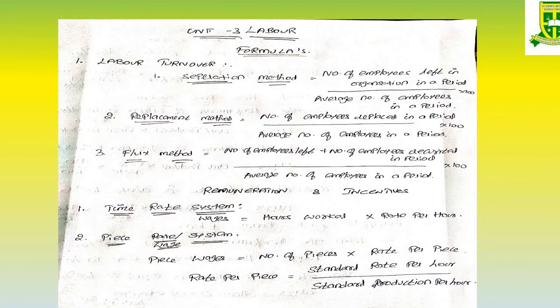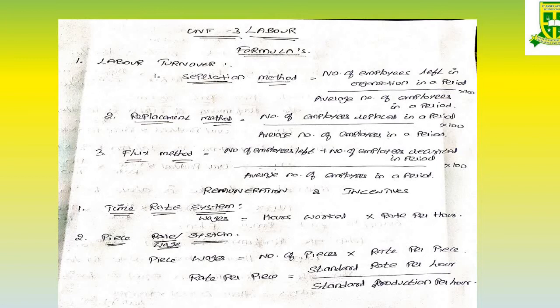So they have left the organization. Here we have to think of two things: the person would have resigned, otherwise the company would have removed the particular employee. Both have to be included in the separation method. The number of employees left in the organization in a period, divided by the average number of employees in the company. So we have to look at the average number of people in the organization.